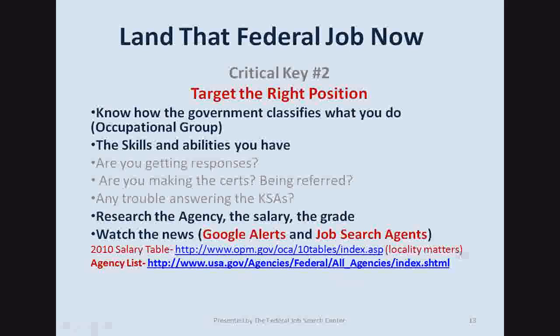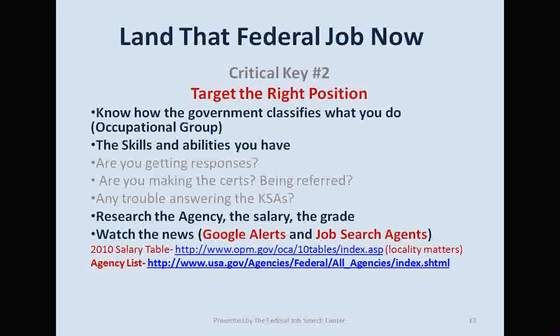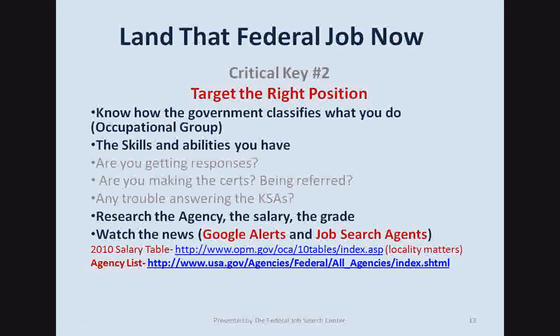Also listed here is the agency list. And I don't list that there just to give you a laundry list of agencies to look at, but targeting the right position is really about understanding the process and also knowing what the government does. The government is huge. There are so many different departments and agencies and quasi-government agencies that exist that it really is worthwhile to do your homework and target a couple agencies to go after.